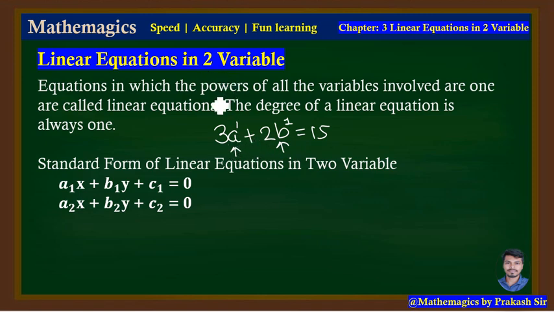And why is it called a linear equation in two variables? Because in this linear equation there are two variables. The first variable is a and the second variable is b. That's why this is called a linear equation in two variables.